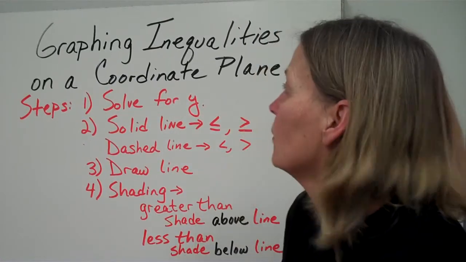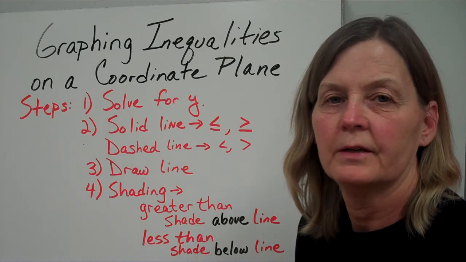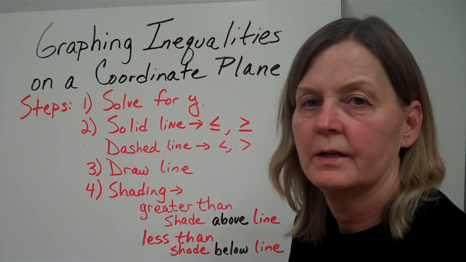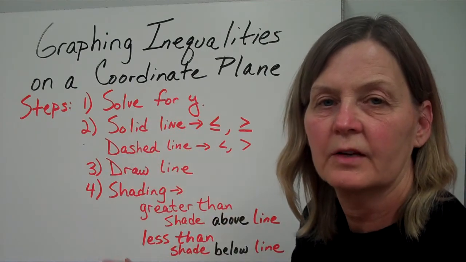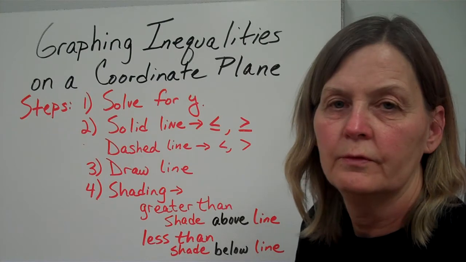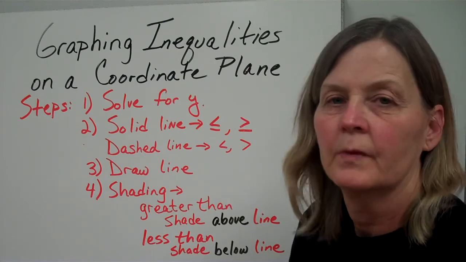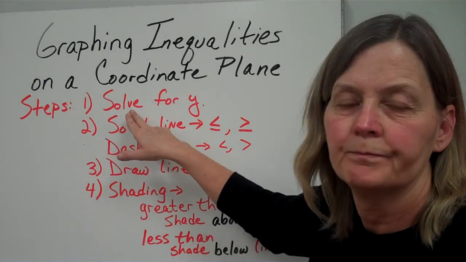This lesson, we're going to talk about inequalities, but graphing them on a coordinate plane. You already learned how to graph inequalities on a number line. This is going to take it a step further because these inequalities are going to have x and y values, or two variables, as opposed to those with the number line that had one variable. So let's look at the steps. First step is to solve for y.